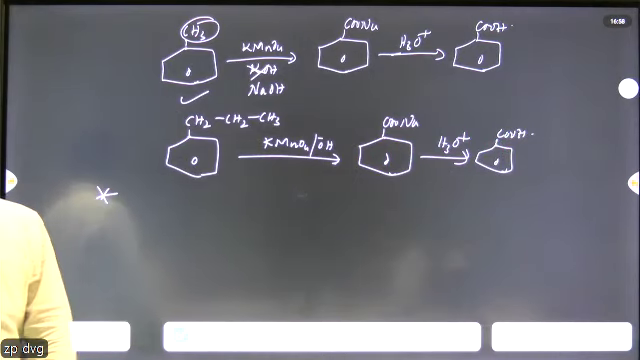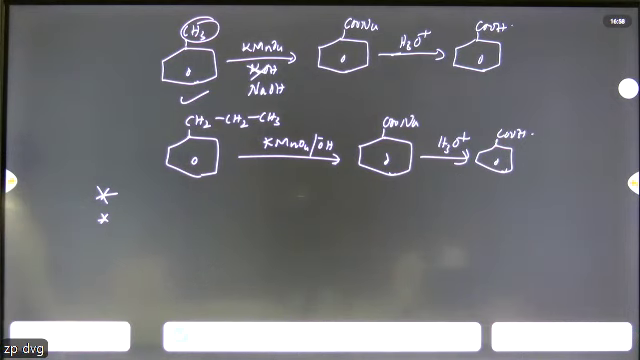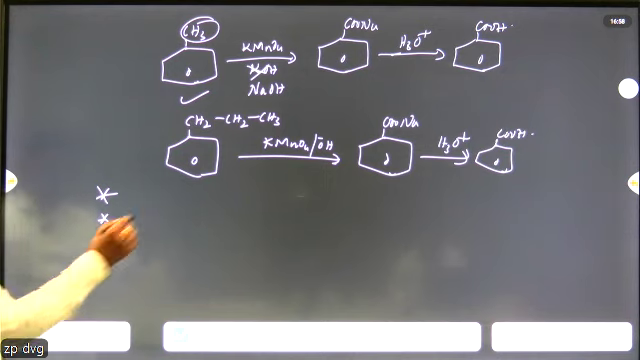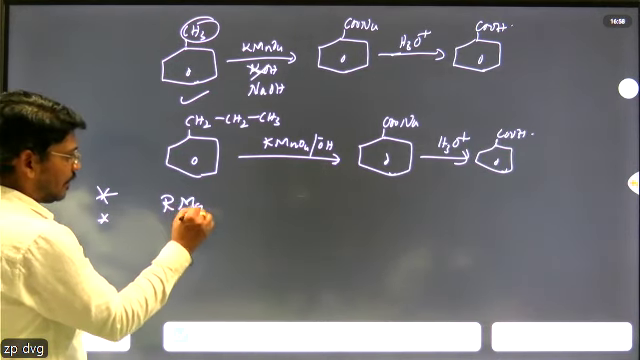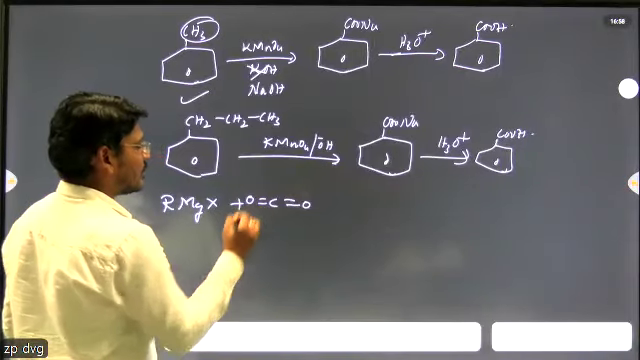Another method of preparation of carboxylic acid: normally we can use a Grignard reagent also. When we use the RMgX Grignard reagent, it reacts with carbon dioxide.